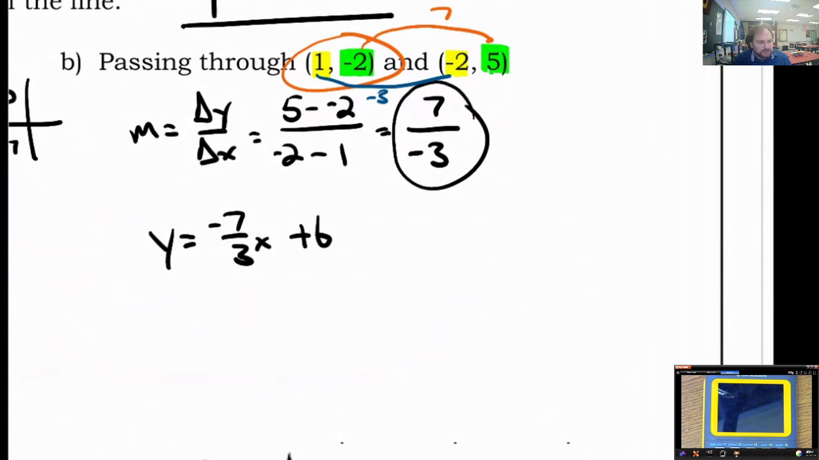Now, you have a lot of choices on how you want to do this. You know that it's going to be y equals mx plus b, and you just found m. So you can at least write y equals -7/3 x plus b. You just got to figure out what b is.